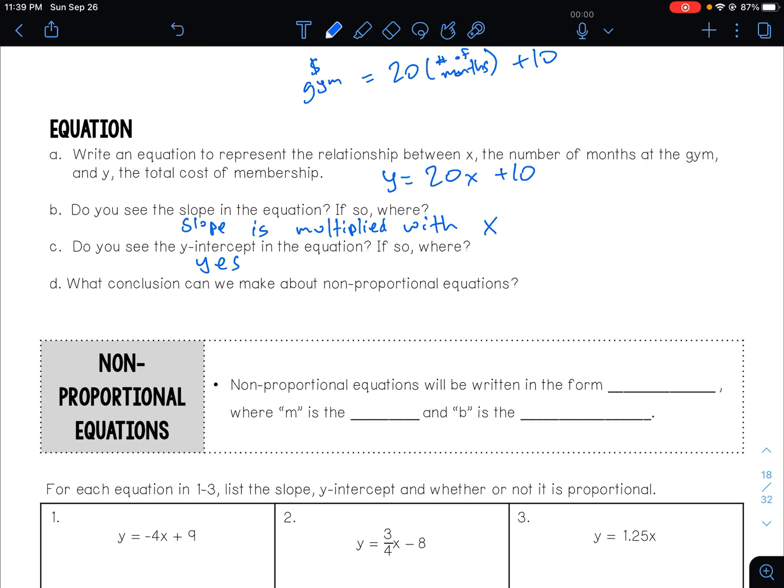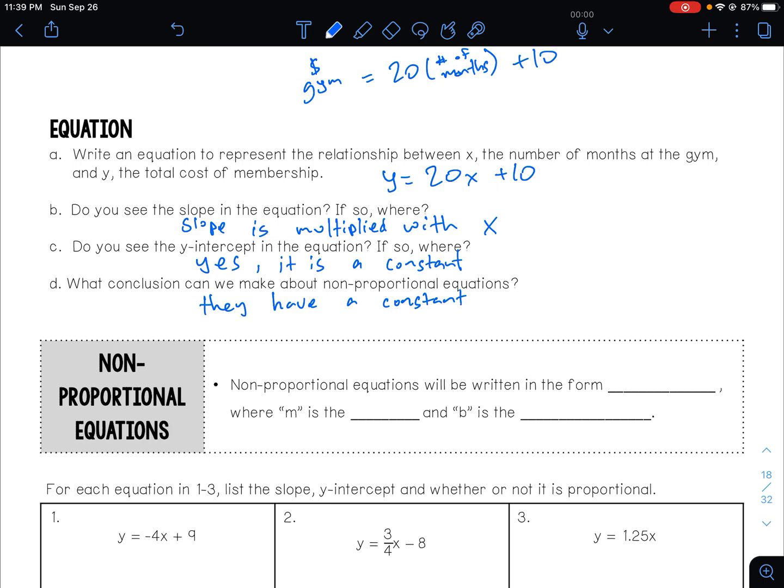Yes, it is a constant. And it's being added. So, what conclusion can we make about non-proportional equations? They have a constant. And what is a constant? A constant is just a number without a variable.